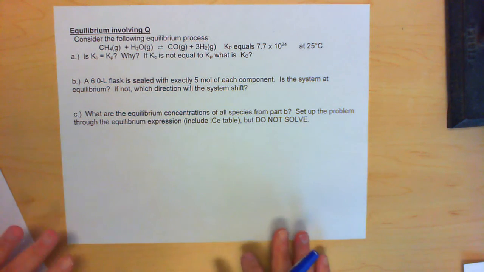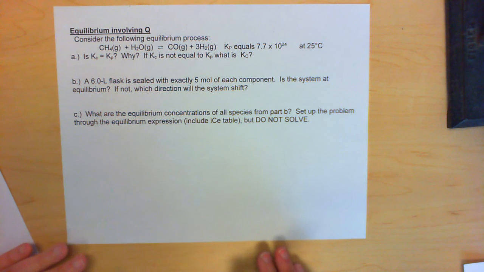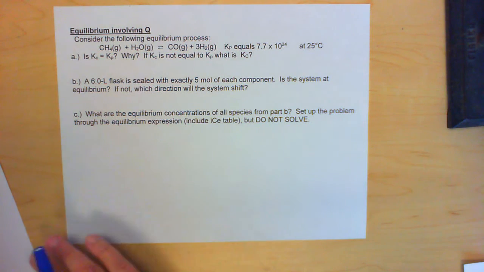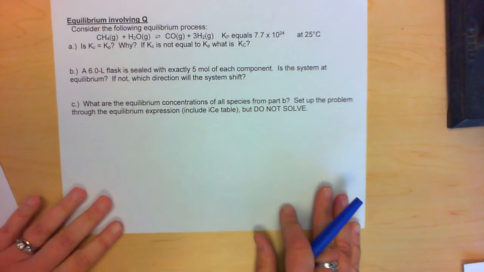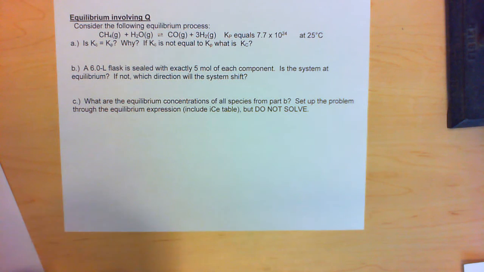Alright, this problem is still an equilibrium problem, but it's involving Q and it's converting between Kc and Kp. So it's kind of an all over the place type of problem. We're going to start working it, and then I'll bring in an extra sheet of paper as we need it. So we're going to work on A.